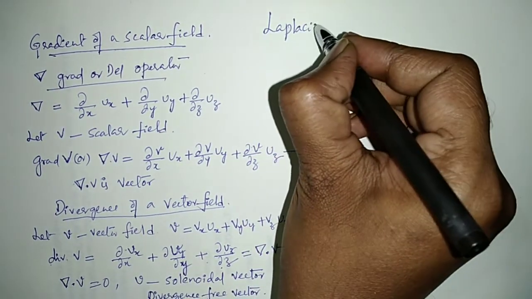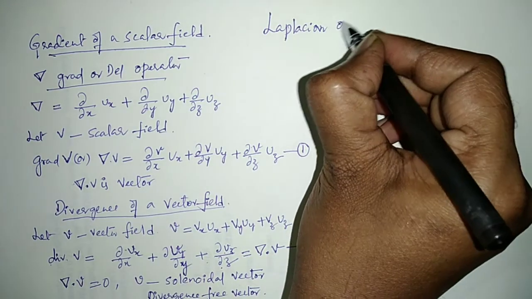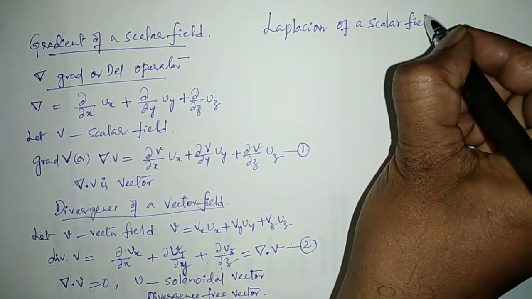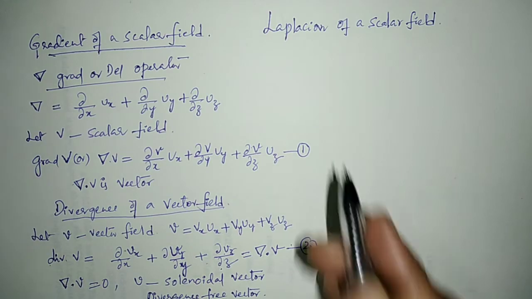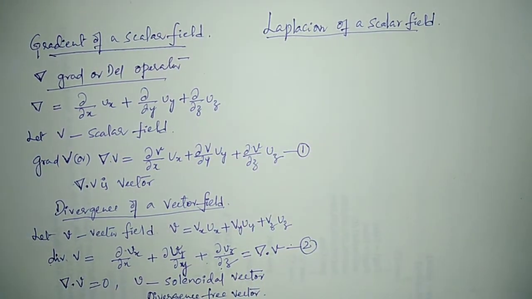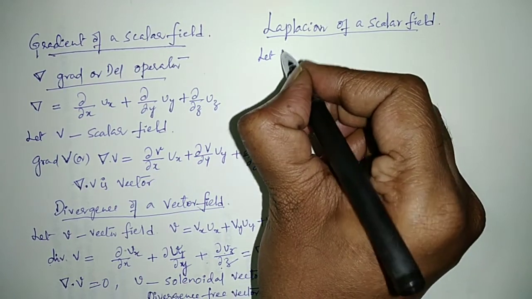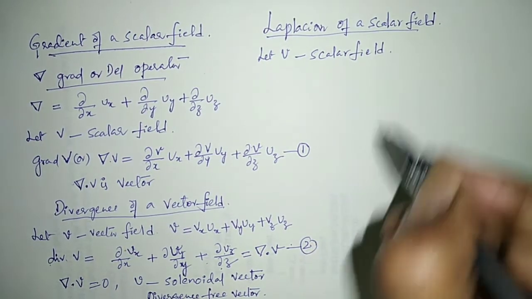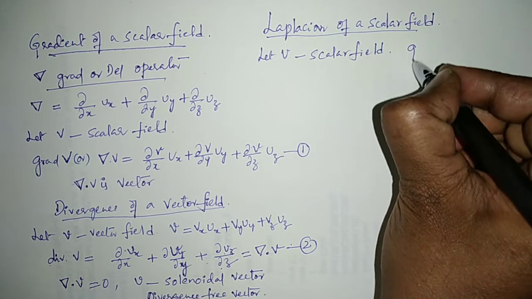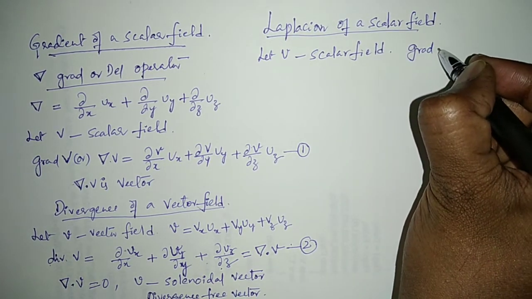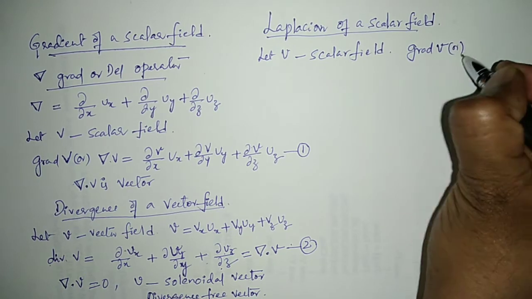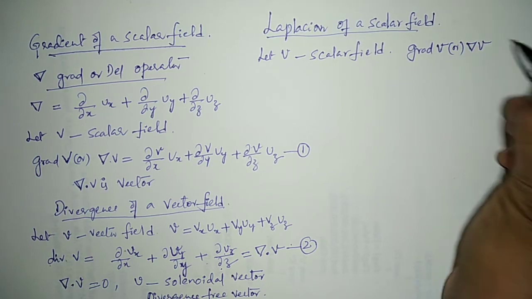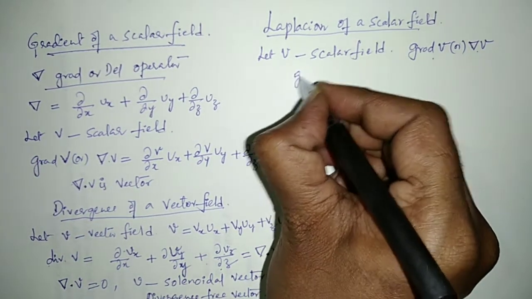Laplacian of a scalar field. Let V be a scalar field, then the gradient of V, or del V, is given by equation number 1.